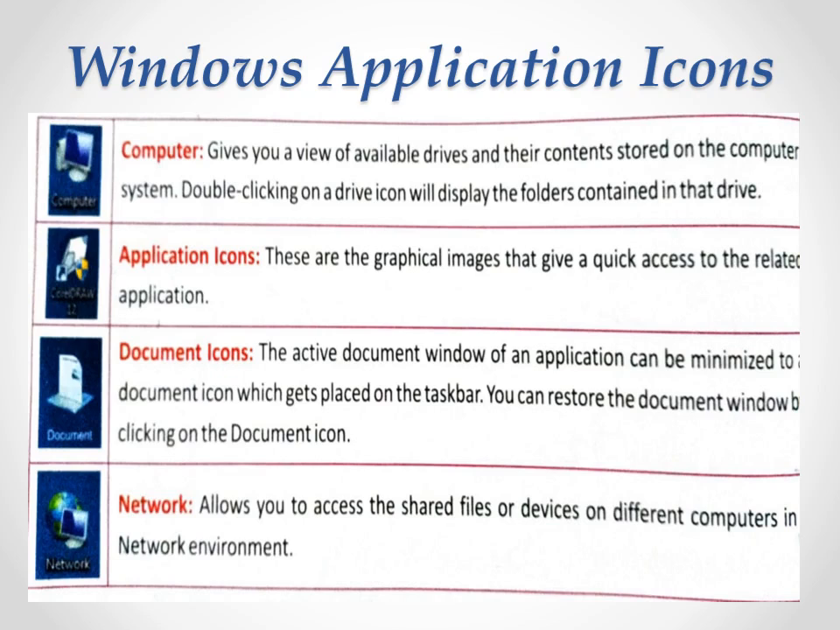And second, we come to the application icon. These icons are graphical images which give us quick access to the related application, to different applications. And next we come to the document icon. This is also another active windowed icon of an application which can be minimized, and the document icon also gets placed on the taskbar. We can also restore the document window by clicking on the document icon.